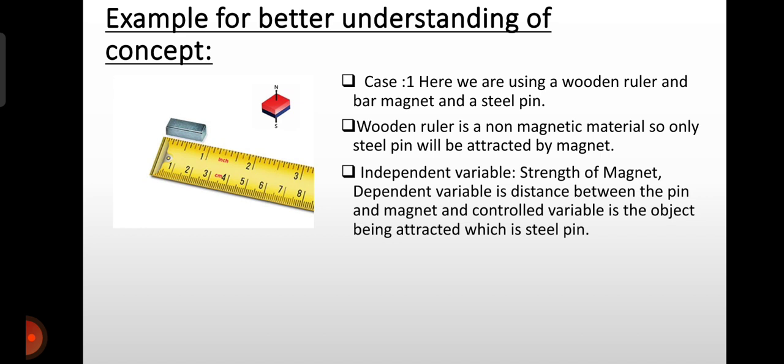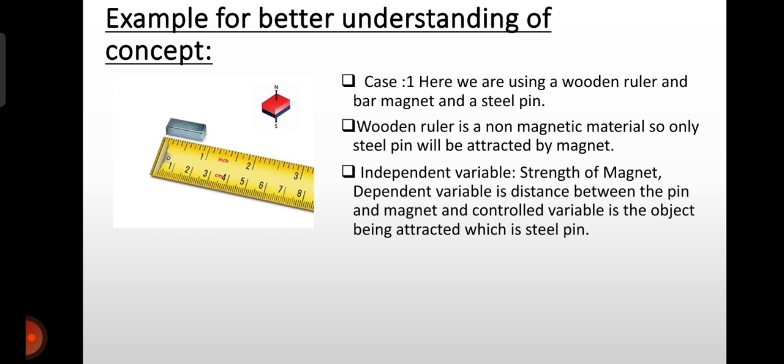Dependent variable means it is dependent on one or the two objects which is used in the experiment, and over here the dependent variable is the distance between the pin and the magnet. Controlled variable is the object which is being attracted, which is the steel pin, which as a human being we can control that pin. We can use the smaller pin, the bigger pin, anything. So that is a controlled variable by the human being.